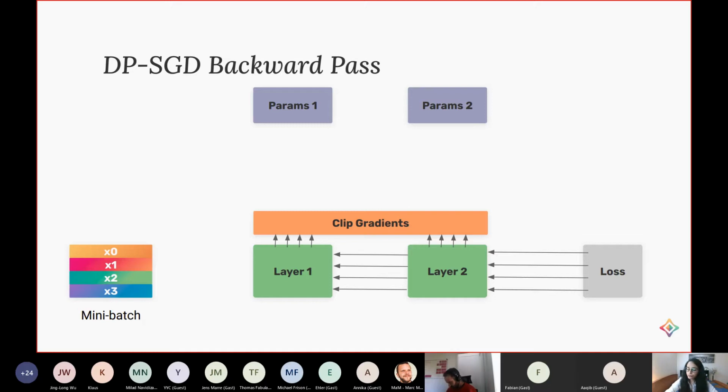After clipping the gradients, we're going to aggregate these clipped gradients or average them. And once we have these aggregated clipped gradients, we're going to add Gaussian noise or Laplacian noise based on whatever distribution we pick. After that, these noisy averaged clipped gradients are what are going to update the parameters of the model. So this is what the backward pass of differentially private stochastic gradient descent looks like. And this is what all the deep learning with differential privacy libraries are implementing.